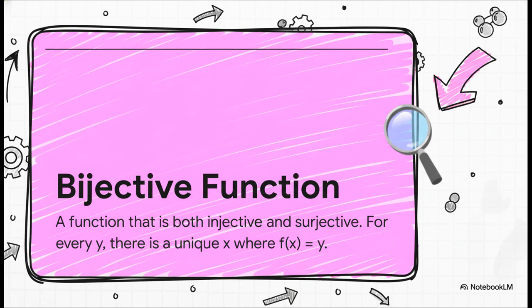It creates a perfect one-to-one correspondence between two sets. Every single element in the domain is uniquely paired up with an element in the codomain, and every single element in the codomain is accounted for. There are no duplicates and no leftovers. It is a perfect match.